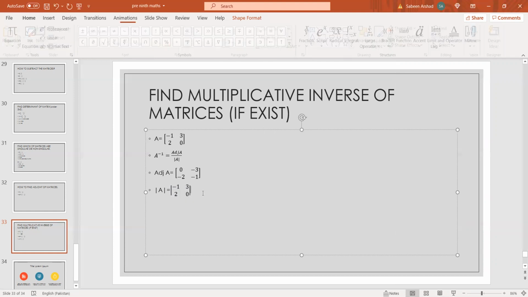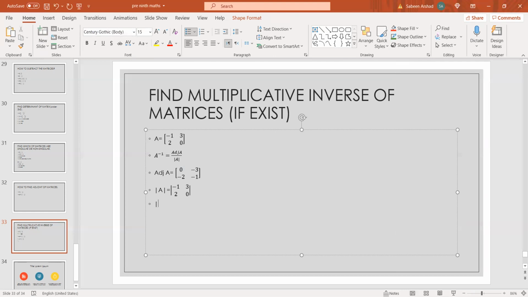For the determinant, simply multiply diagonals with each other, and the answer should not be equal to 0. If it's equal to 0, then the matrix is singular. We cannot find the multiplicative inverse. That's why I wrote here, if it exists. If the determinant is equal to 0, then the matrix is singular and we cannot find it further. Okay, let's check this one.